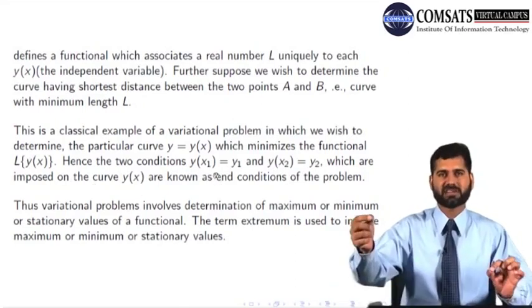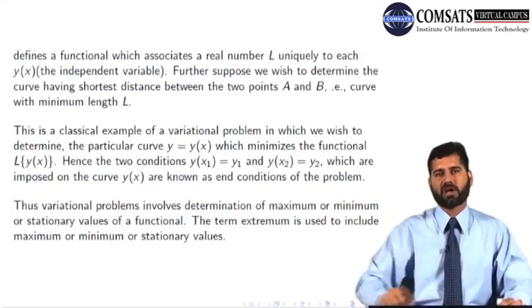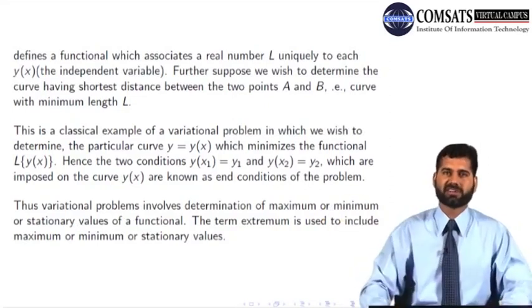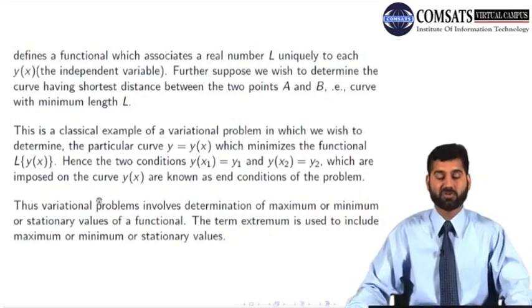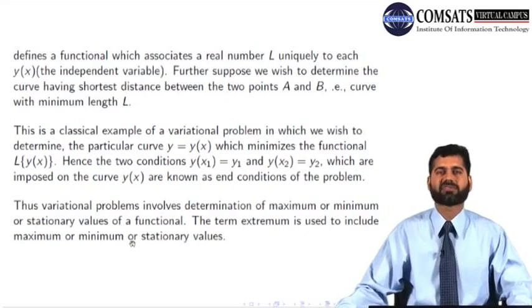So these are the end conditions, right? It has to start from one point and stop at the other point. In between, whatever is going on doesn't matter. The only thing is that it should be the shortest distance. It means the length should be minimized, by fixing 2 points only. Thus, variational problems involve determination of maximum or minimum or stationary values of a functional. The term extremum is used to include maximum or minimum or stationary values. So these are all called extremum.